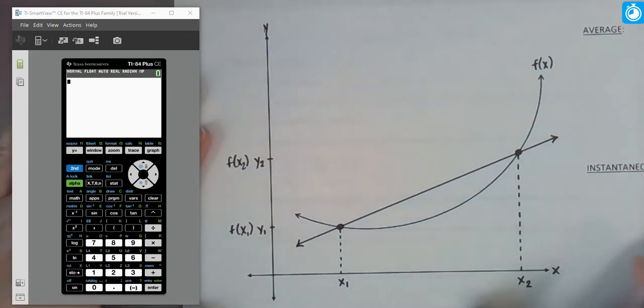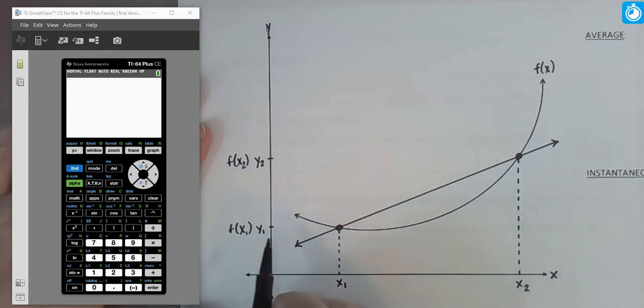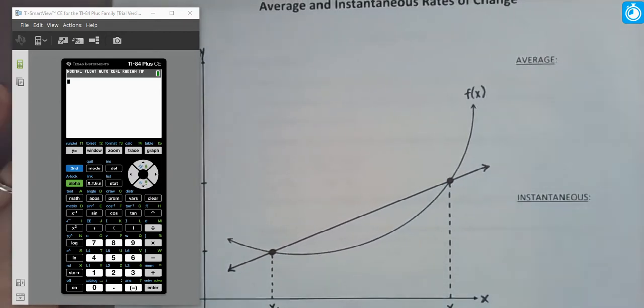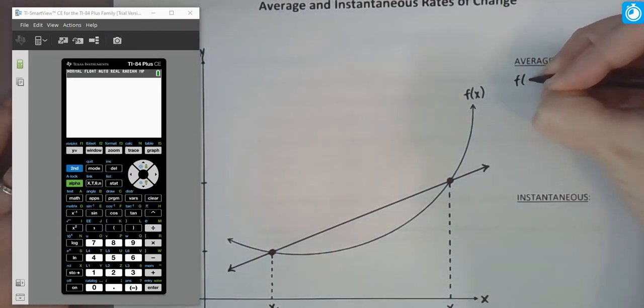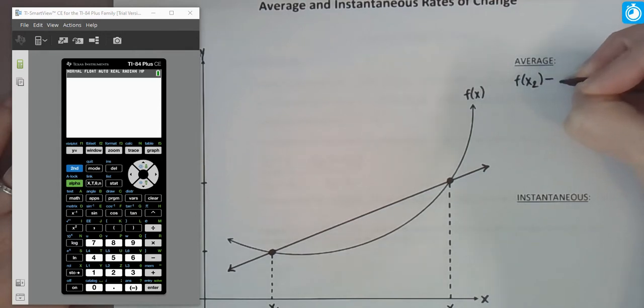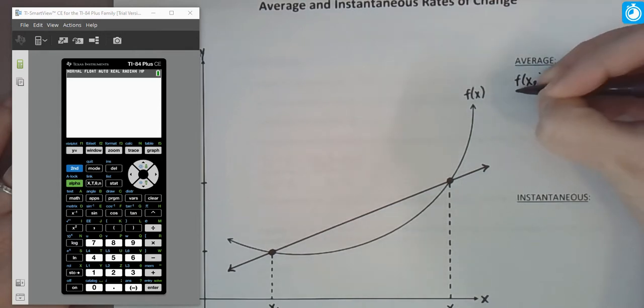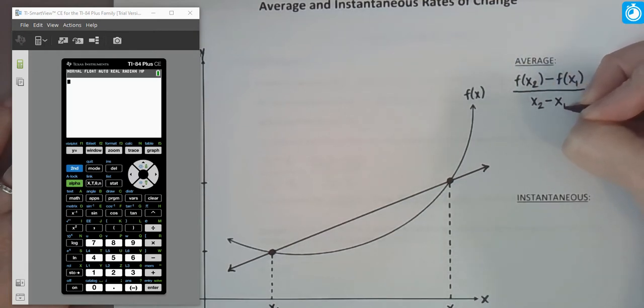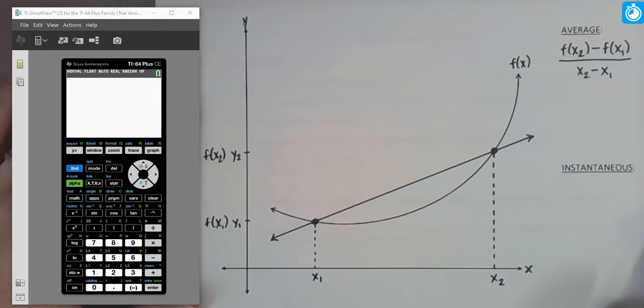And so if we want to answer the question, what is the average amount of change per unit as we travel along the curve from x1 to x2? What is the average amount of change in our function values per unit as we travel from x1 to x2? At that point, it's just going to be the slope of that secant line. And so using our function notation, it's y2, or f of x2, minus y1, or f of x1, divided by the change in those associated x values. That's going to be our average rate of change.